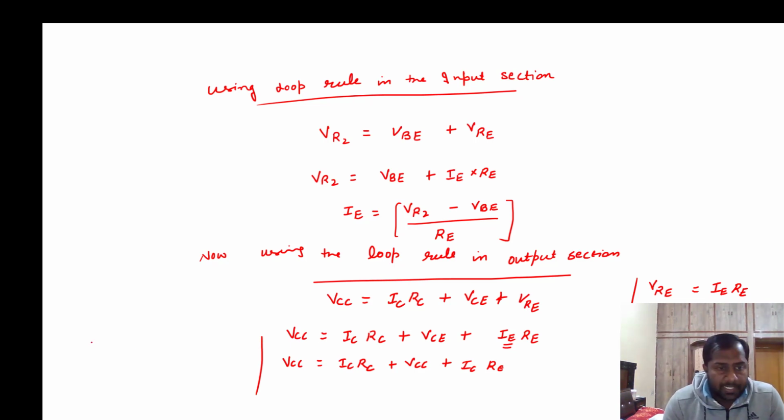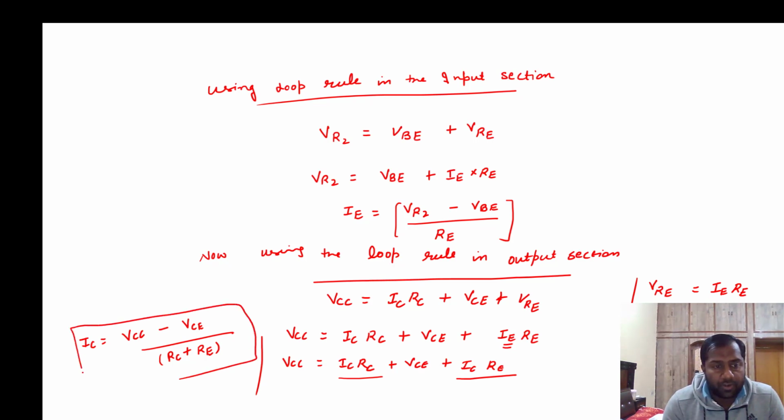So if we are solving this equation for IC, what will our IC be, children? This is equal to VCC minus VCE, divided by, since IC is common in these two components, RC plus RE. So this is the value for the collector current, which is the IC value. And this value for IC depends upon the value for VCC, which is fixed, RC again fixed, RE also fixed, and it depends upon VCE.